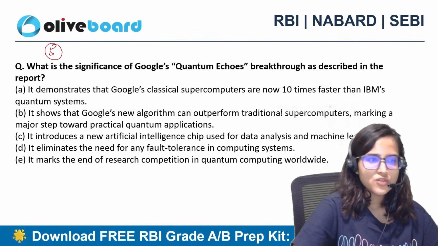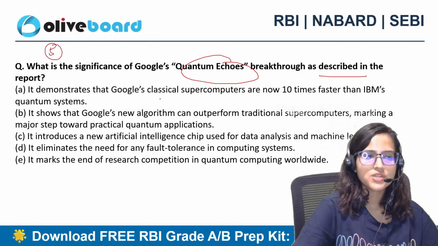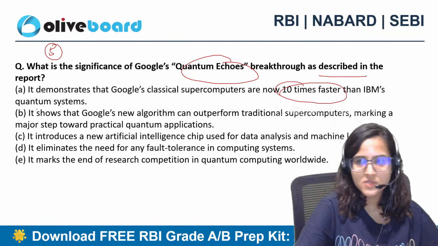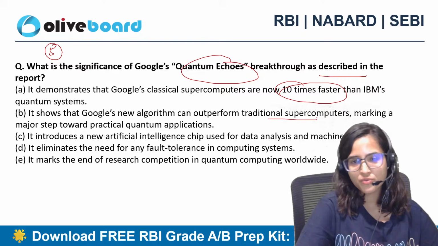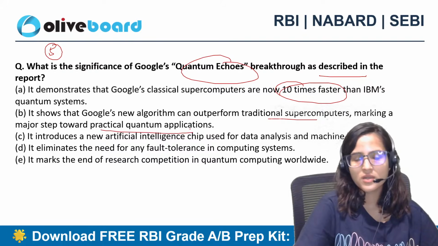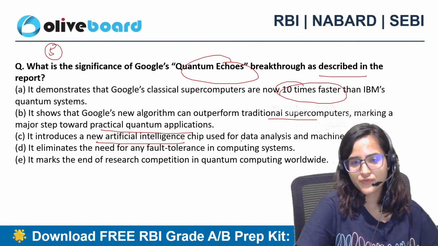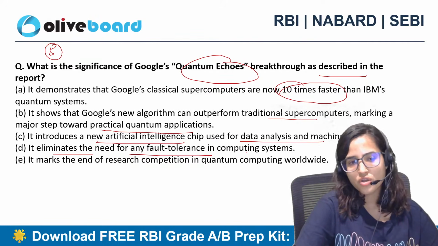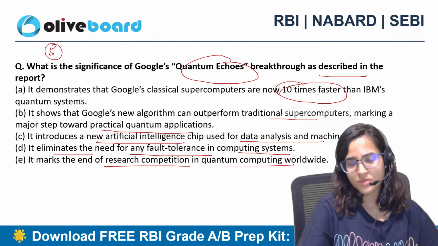What is the significance of Google's quantum echoes breakthrough as described in the report? It demonstrates that Google's classical supercomputers are now 10 times faster than IBM's quantum systems. It shows that Google's new algorithm can outperform traditional supercomputers, marking a major step towards practical quantum applications. It introduces a new artificial intelligence chip used for data analysis and machine learning. It eliminates the need for any fault tolerance in computing systems. It marks the end of research competition in quantum computing worldwide.